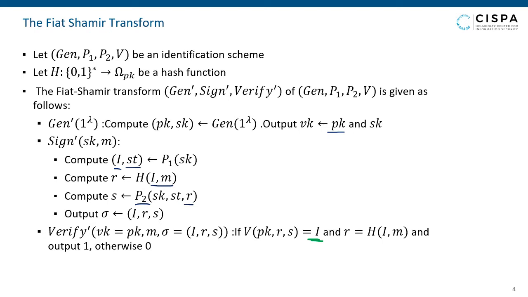So we can likewise compute I via V of PK, R, and S. And then we don't have to include I into the signature. So this is just a small improvement, but for the security proof, we will stay with the original form of this protocol, which will just make a few things easier to write in the security proof.